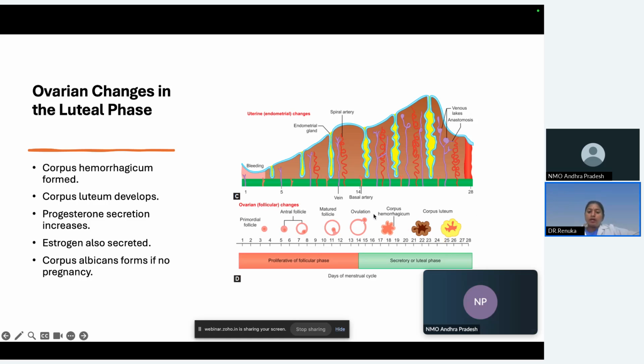I repeat, whenever the ovum is not fertilized, the corpus hemorrhagicum is formed, and from that the corpus luteum is formed. The corpus luteum produces progesterone, you all know this. Progesterone secretion is increased. Estrogen secretion is also increased. Finally, the corpus albicans is formed.